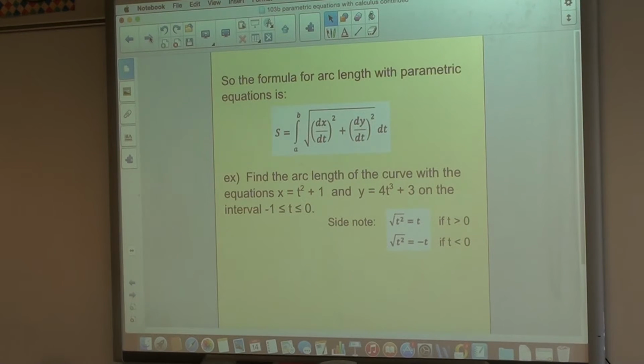By the way, there's a little gotcha on this. Once you get your integral set up, you're going to be tempted to want to factor a 4t squared, square root of 4t squared out, which is fine. But just be aware that when t is negative, I put a note on the board, the square root of t squared is not t, the square root of t squared is negative t. Okay. Just be aware.